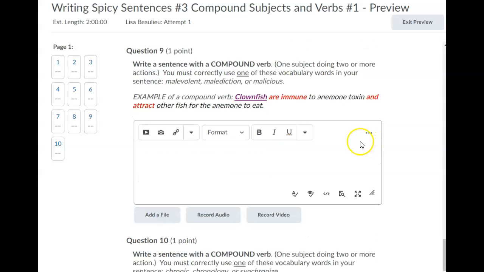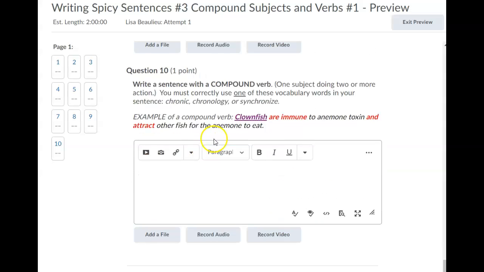So your sentence, using one of these vocab words, needs to have 1 person, place, or thing, 1 subject, doing 2 different things. And then your last sentence is exactly the same, except you're going to use one of these vocabulary words. 1 subject doing 2 different things.